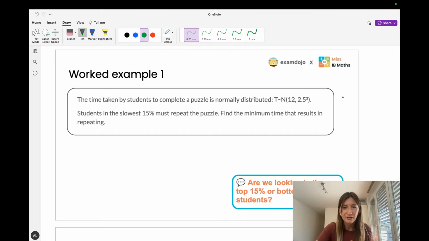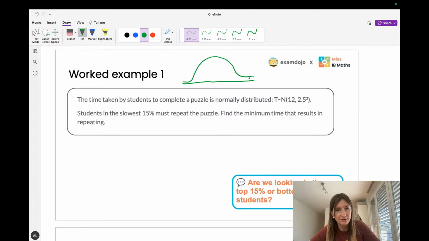All right, so this one is a bit tricky, and this comes up quite often actually, the slowest 15%. Now, if you're thinking about time taken to complete a test, if you're slowest, you're taking more time. So the slowest 15% of students are actually going to be in the top 15%. Something about the word slow makes you think bottom 15%, but it will be in the top 15% of students. So this area here is the slow people. They've taken more time to complete the puzzle, right? So that's always a funny one.